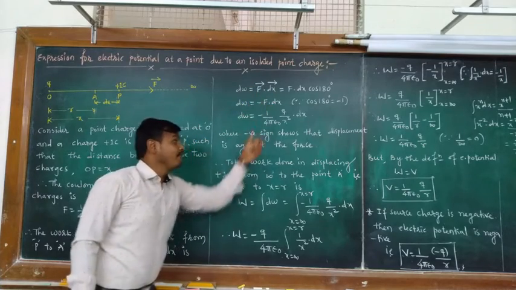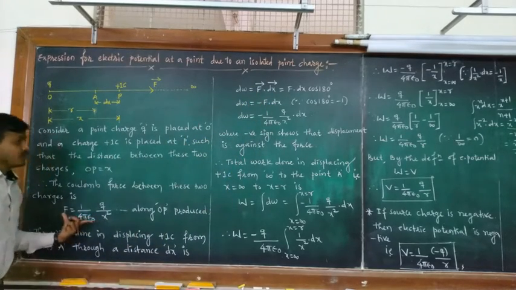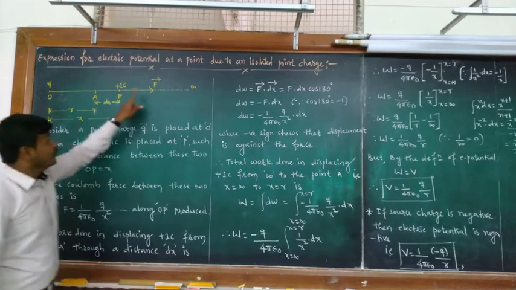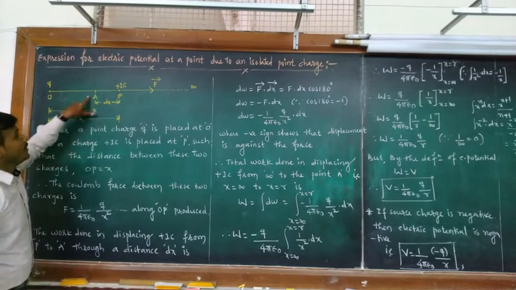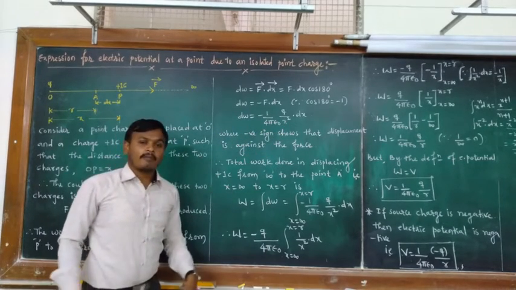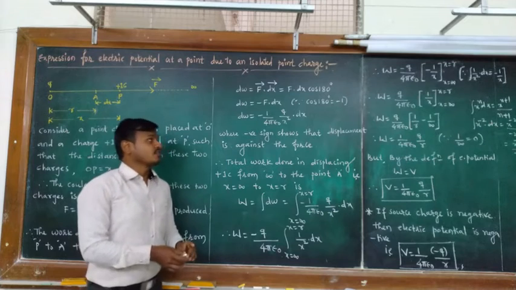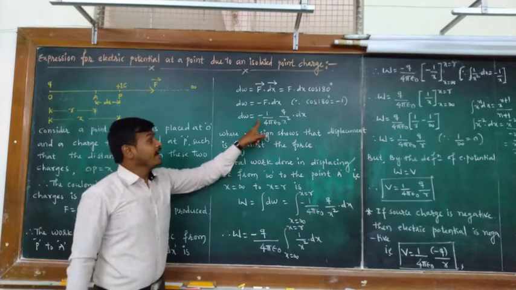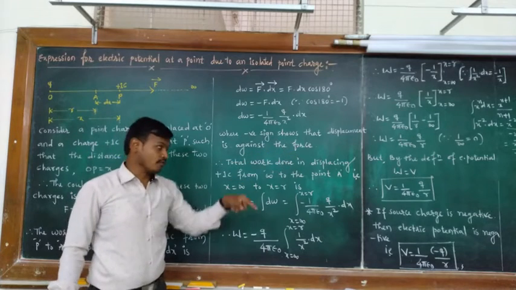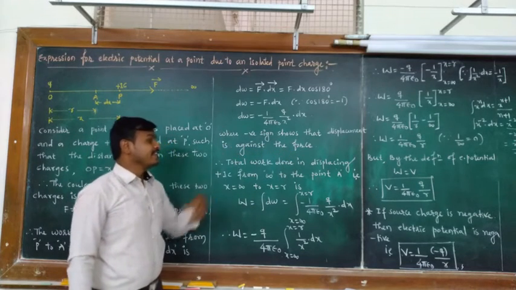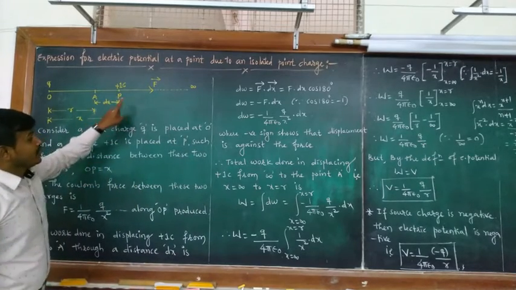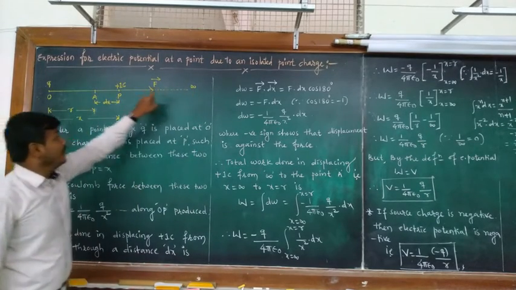In the place of F, we have to substitute this equation. On simplifying, the work done in moving unit positive charge from P point to A point through a small distance dx is given by minus of 1 upon 4 pi epsilon naught q divided by x square multiplied by dx, where the negative sign indicates that displacement is opposite to the direction of electric force, or displacement is against the electrostatic force.